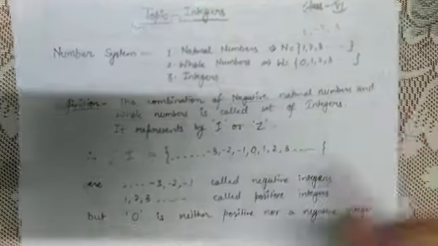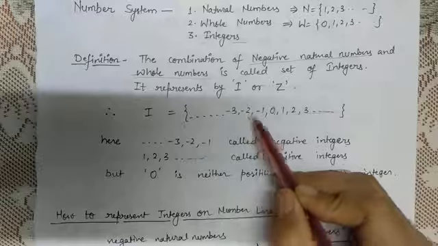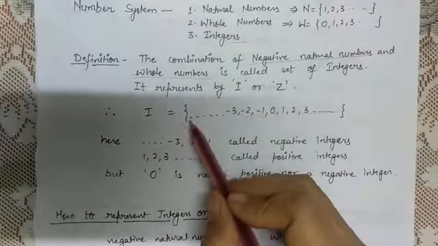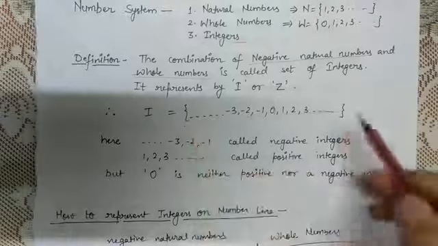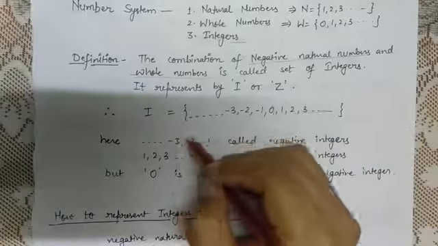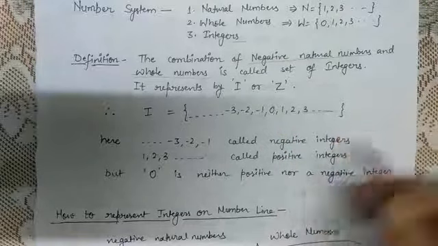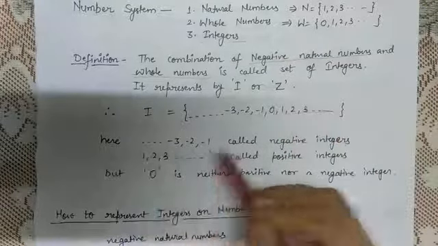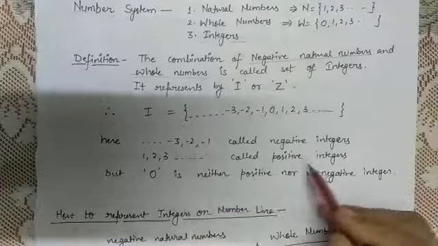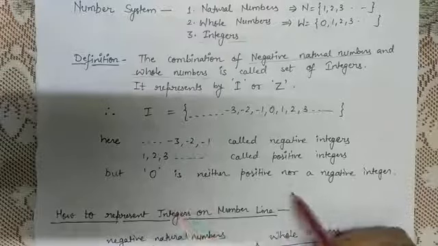So now we can write the set of integers, which is represented by the letter I. That is ..., -3, -2, -1, 0, 1, 2, 3 and so on. Means it does not have any starting and it does not have any end. So it is an infinite set. We are not able to count the elements present in this integer set. Here the negative natural numbers are called negative integers and the positive natural numbers are called positive integers. But what about 0? 0 is neither a positive nor a negative integer.